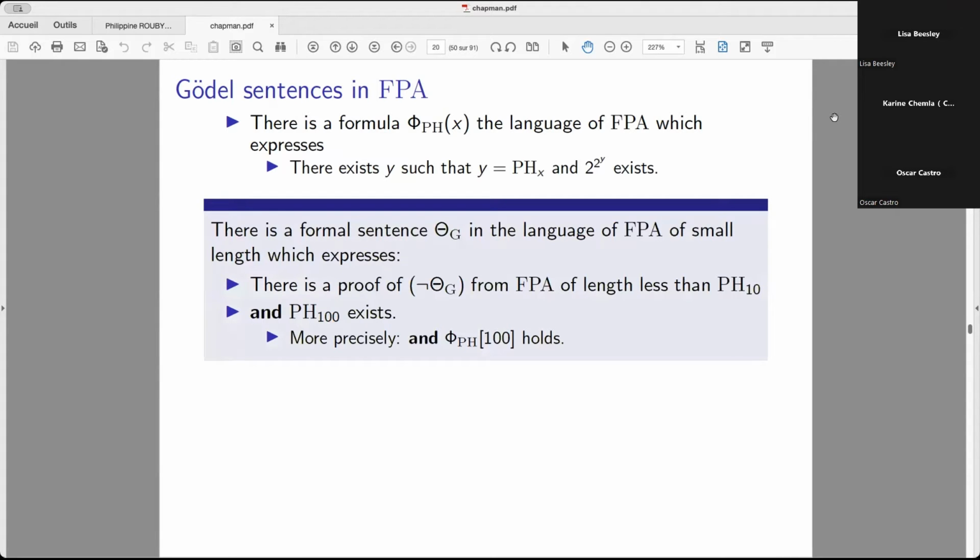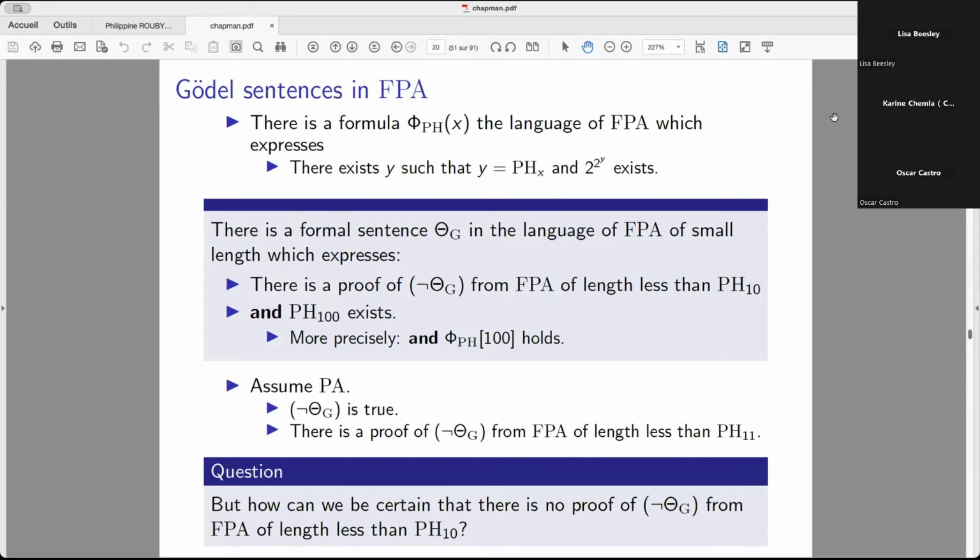So you can now write down a Gödel sentence in the language of FPA. It's a sentence you could actually write down, small length. We'll call it theta sub G, G for Gödel. What it expresses is that there's a proof of my negation from FPA of length less than PH10, that really big number. But then we add a wrinkle. It also asserts that PH100 exists. So there's a proof, not so, well, very long, but it's saying two things. You can write the sentence down.